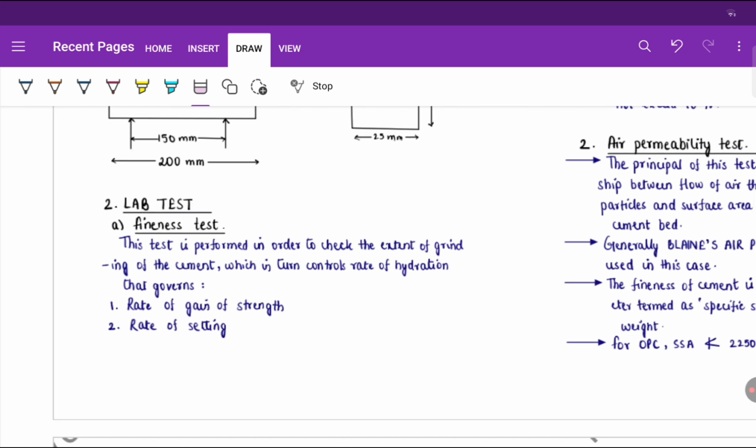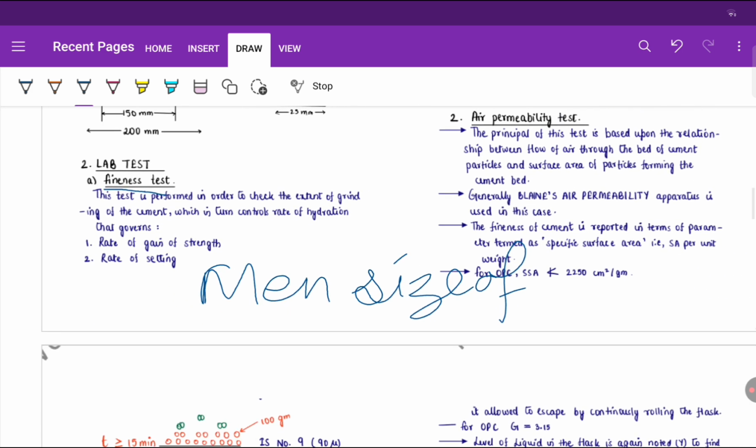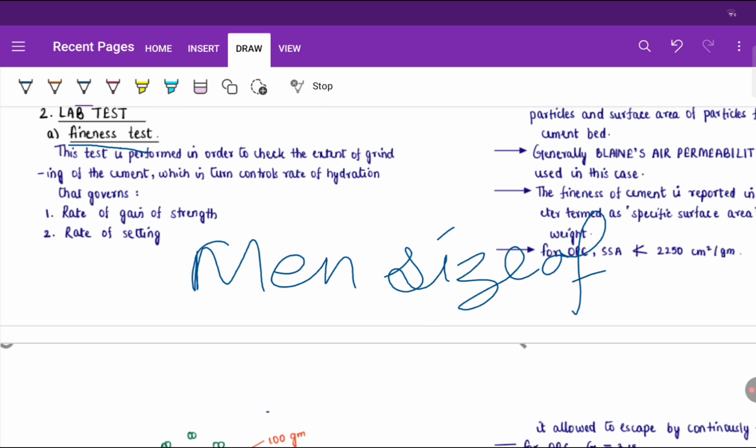So what do we do in the fineness test? First of all, let us know about fineness. Fineness is the measure of the mean size of grain. The mean size of the grain of our cement is fineness. So if the fineness is more, then the rate of reaction will be more. Why?